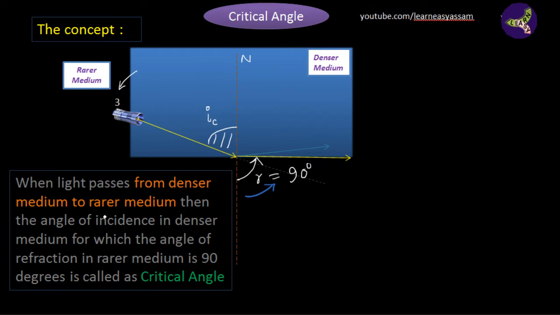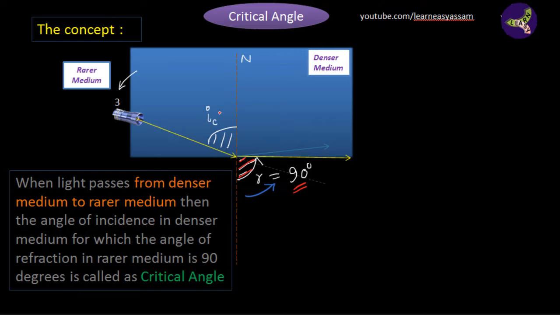So this is the denser medium, for which the angle of refraction in the rarer medium is 90 degrees. You can see here, this is the rarer medium where the angle is 90 degrees. This incident angle, for which the angle of refraction in the rarer medium is 90 degrees, we call the critical angle.